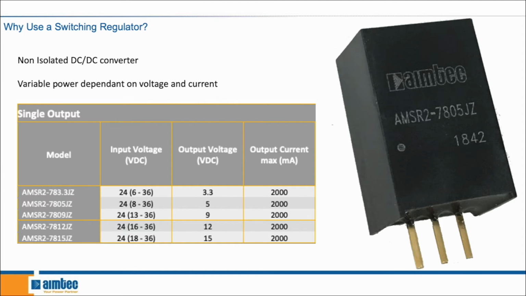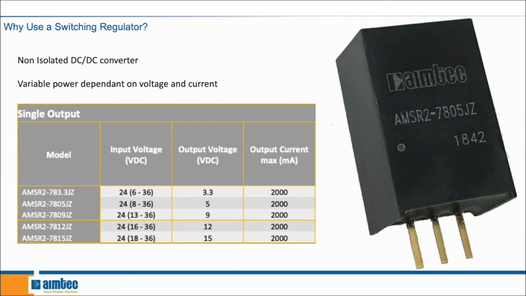So here again we have another excerpt of our AMSR2-78JZ datasheet. And you see that we have a constant current of 2000 milliamps or 2 amps, and we have variable voltages, so from 3.3 up to 15. And depending on the combination of voltage and current, we have different power.